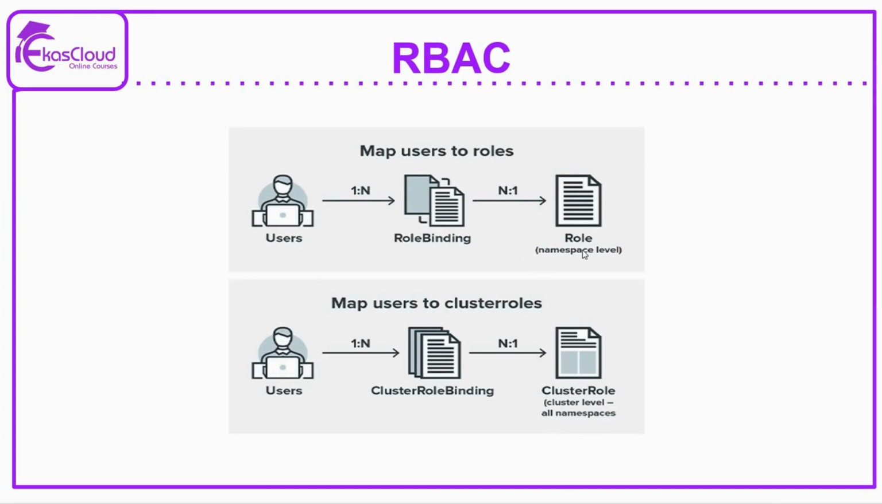So here you create a user and a role, and in that role we mention which resource we want to access and what permissions we need to give on those resources. Then create a role binding, map the role to this role binding, and map the users here also. The same steps are followed for cluster roles also. In today's video I will create a role and a role binding.